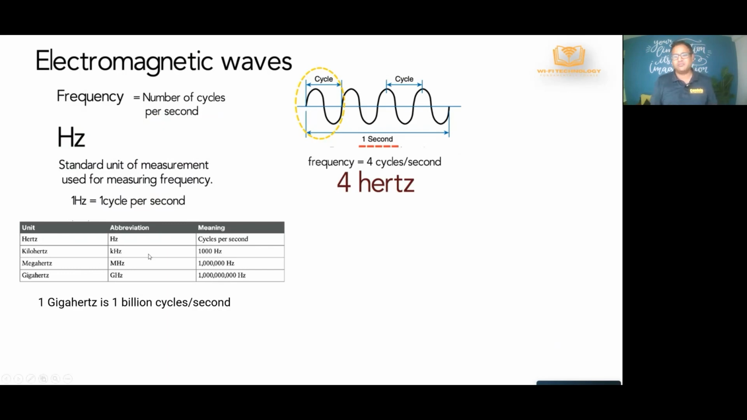Kilohertz is a kilo of hertz, which means 1,000 hertz, right? Megahertz is 1,000 kilohertz, and gigahertz is 1,000 megahertz. So if you are saying 1 gigahertz, that is 1 billion cycles per second. That means this particular cycle has repeated 1 billion times within a second. And if you're saying 2.4 gigahertz, then that waveform has cycled 2.4 billion times in a second, which is pretty awesome, right? So that's how hertz, megahertz and gigahertz are measured.